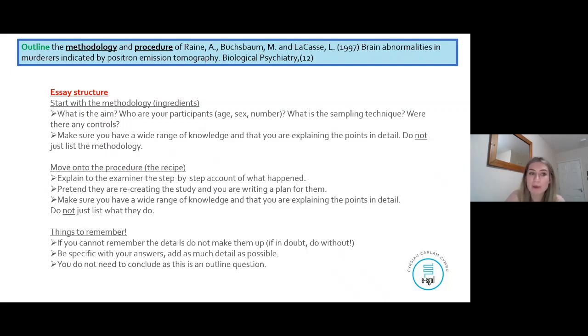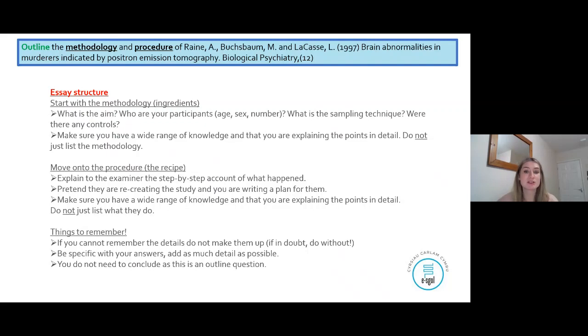The question at the top is to outline the methodology of RAIN, but obviously we are applying that to Loftus and Palmer. So realistically, no matter what question you are asked, this essay structure will apply to any methodology and procedure question for any of the classic studies. I will go through it with you now.